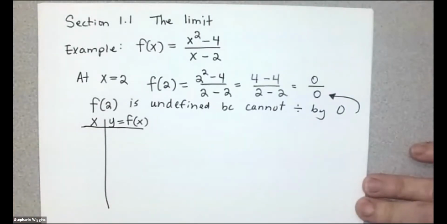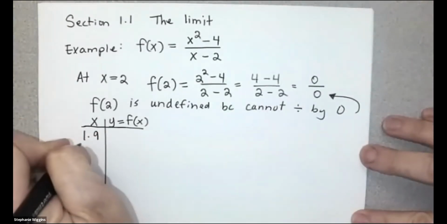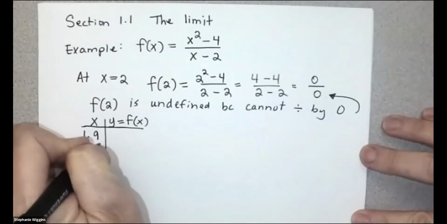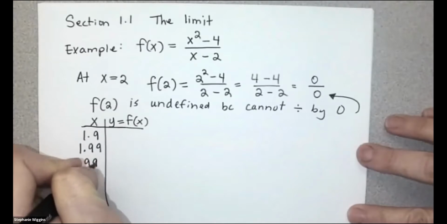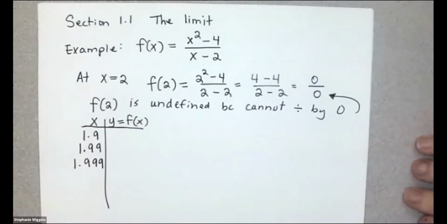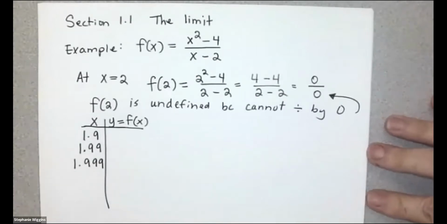So let's pick numbers around 2. And I'm going to start on the negative side of 2. So less than 2, 1.9. And then even closer to 2, 1.99. And yet again, even closer, 1.999. Okay, these are the input values. What are the output values?